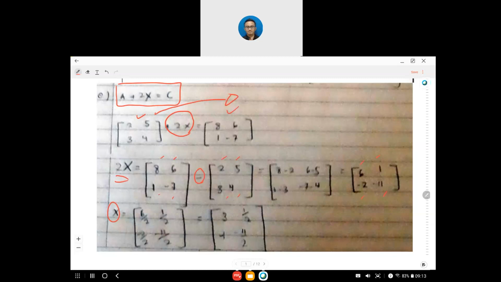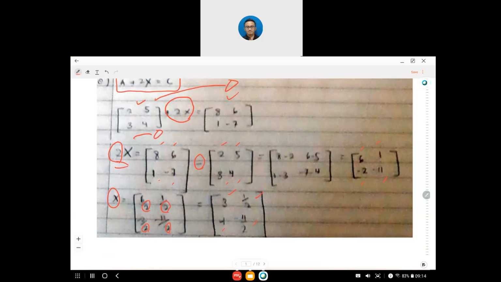And then on the left hand side you still have 2. You want to find matrix X only, so this 2 must go to the right hand side and becomes 1 over 2. So all the elements inside the matrix you must divide by 2. So you get 3, 1 over 2, negative 1 and negative 11 over 2. That one is for E.